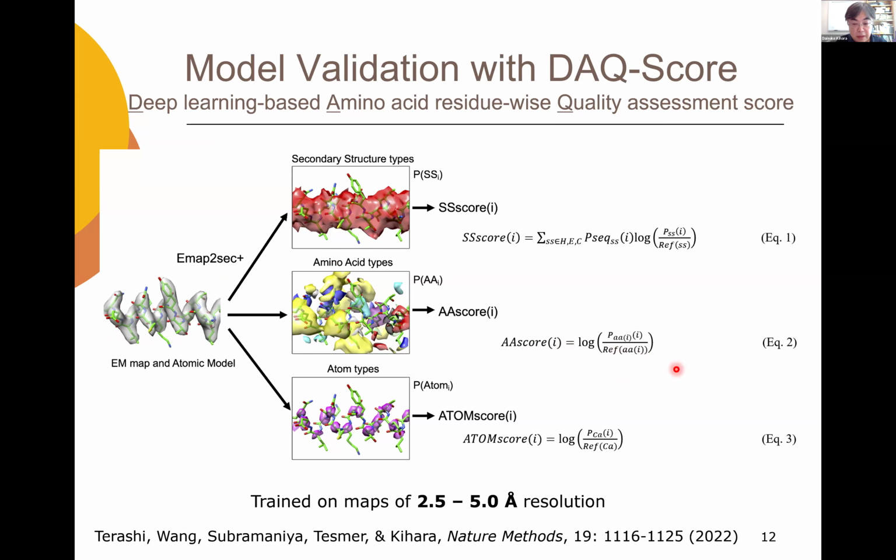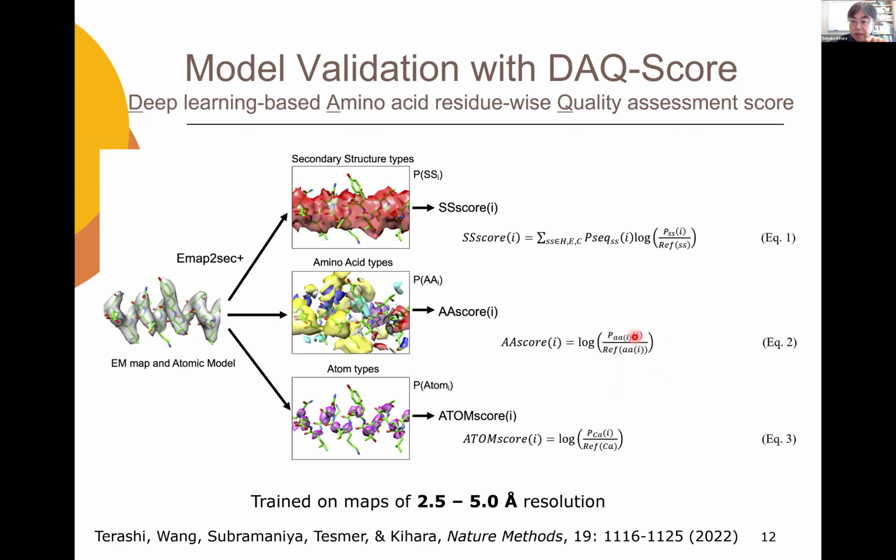And I'll just quickly explain the meaning of this score. Suppose the residue position i in your model has tryptophan at a certain position in your map. Then this numerator is the probability value of tryptophan at that position, that is P. If tryptophan is really correct, then you are supposed to have a very high value for this probability of tryptophan at that position. And this is normalized by that tryptophan probability computed at each atom position in the entire map. So it is normalizing it.